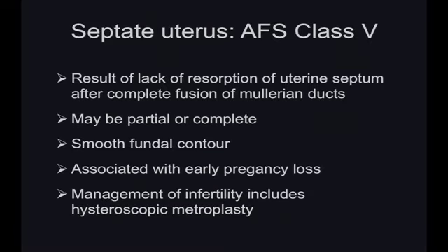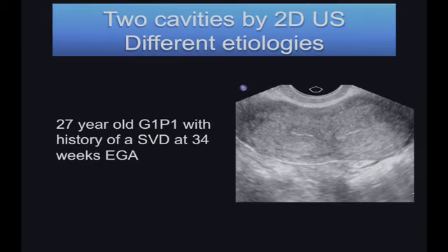So the septate uterus is an AFS class 5. It's the result of lack of resorption of the uterine septum after complete fusion of the Müllerian ducts. It may be partial or complete. As I mentioned, there's always a smooth fundal contour, or occasionally it might be slightly undulated, but very, very small. It's associated with early pregnancy loss, and the management of infertility includes a procedure, a hysteroscopic metroplasty, removal of the septum. So here's a second patient, two cavities.